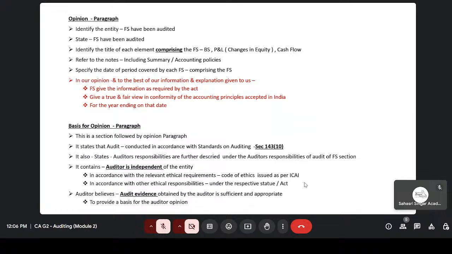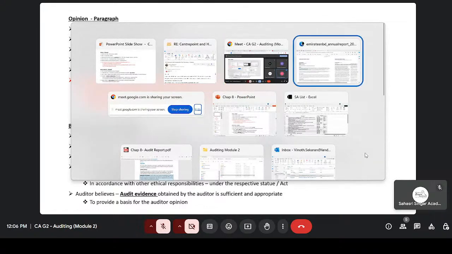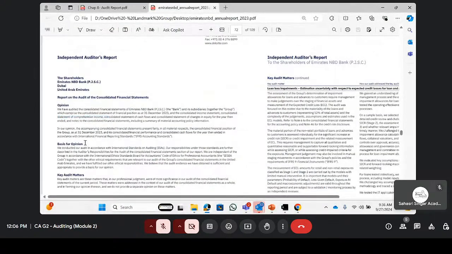Now, if you move on to the next paragraph, basis of opinion. This paragraph is followed by the opinion paragraph. This is the most important thing. Next to the paragraph of opinion, we have the basis of opinion. Even if you see the international standards of reporting, the next is basis of opinion only. So there is no change.